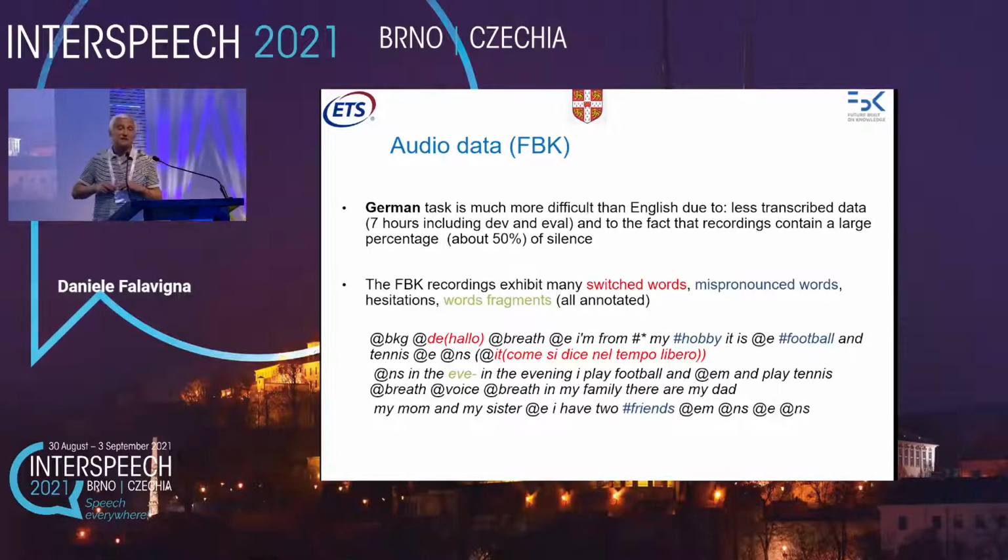The German task, as I said before, is much more difficult than English, not only due to the fact that we have less transcribed data, but also in the untranscribed data we have a lot of background silence in the recordings due to the open microphone with fixed duration. FBK recordings could be particularly interesting because they contain many switched words, mispronounced words, hesitation, word fragments. So all these phenomena are carefully annotated in the data. Here you can see an example. And so this dataset could also be interesting for doing research in these fields.